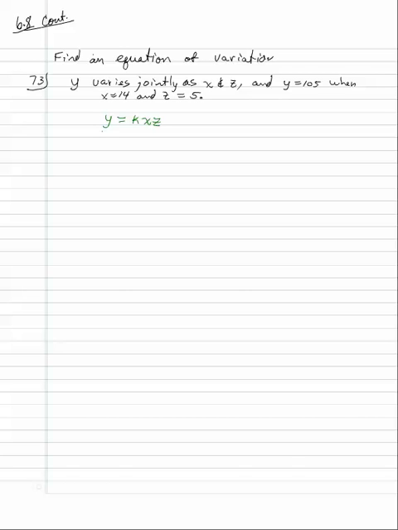So y is 105, x is 14, z is 5. So 14 times 5 is 70, and then we're going to divide by 70. So k is 105 divided by 70. That's 1.5. Now we can write the equation of variation: y equals 1.5xz.